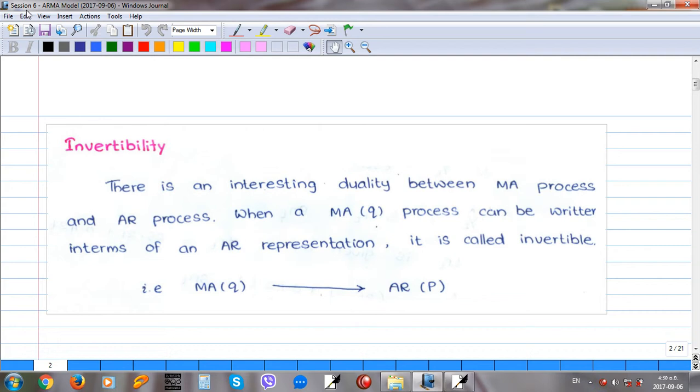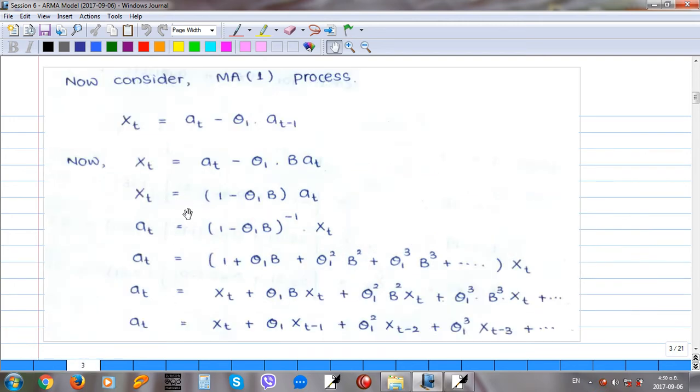Then invertibility. Invertibility means there is an interesting duality between the moving average process and the AR process. When a moving average process of order q can be written in terms of an autoregressive representation, it is called invertible. If a moving average process is given, we can convert it into an autoregressive model. If we can convert it, we call it invertible, right? So now we consider how we can check this invertibility.